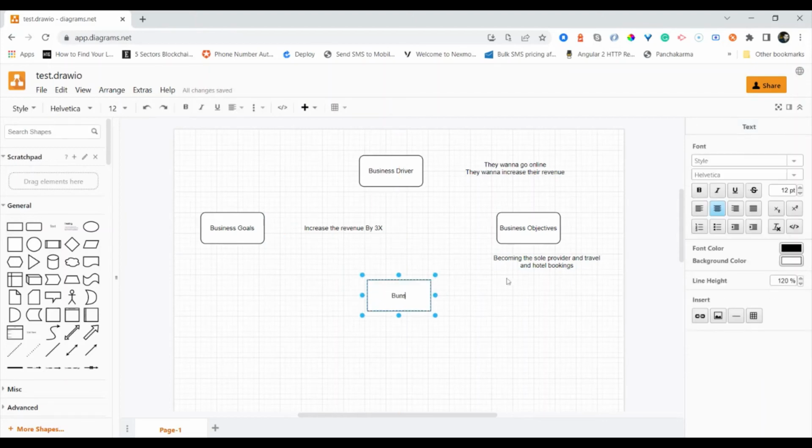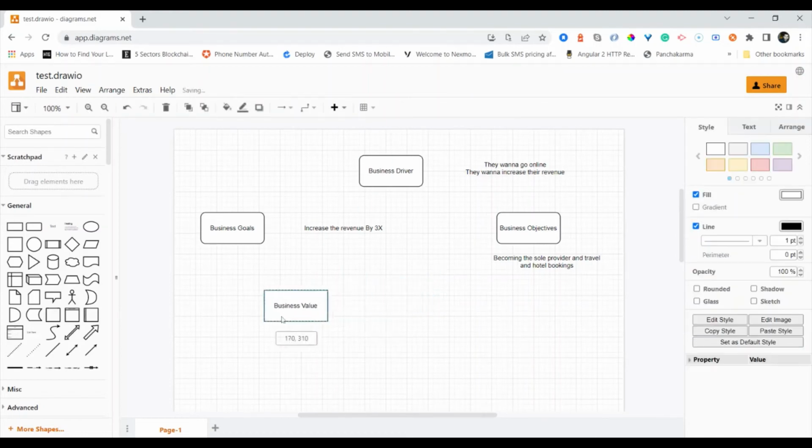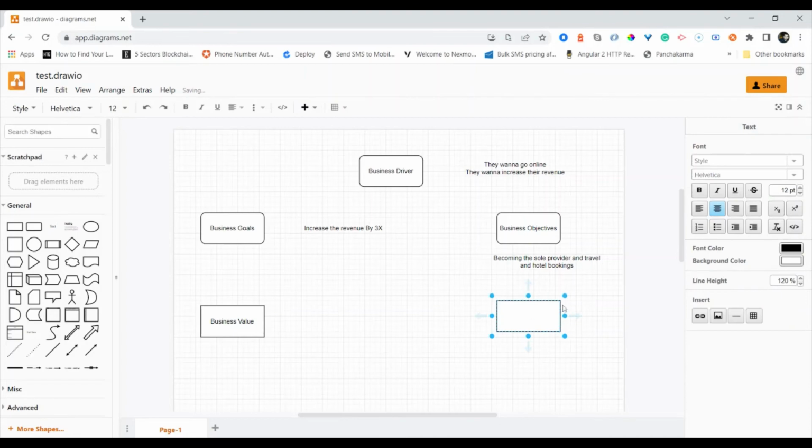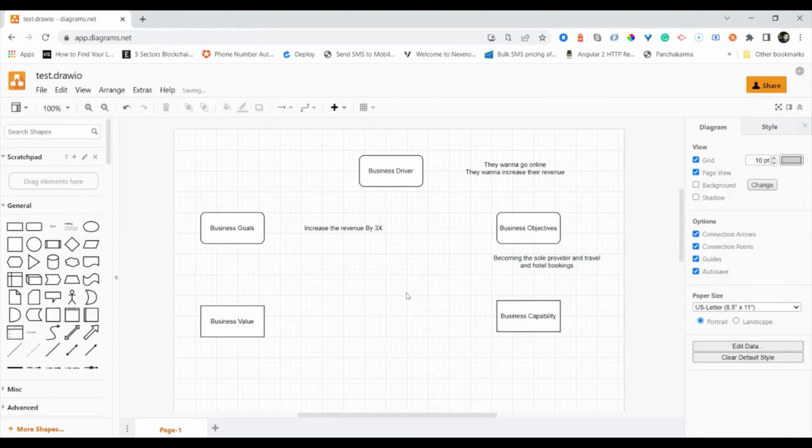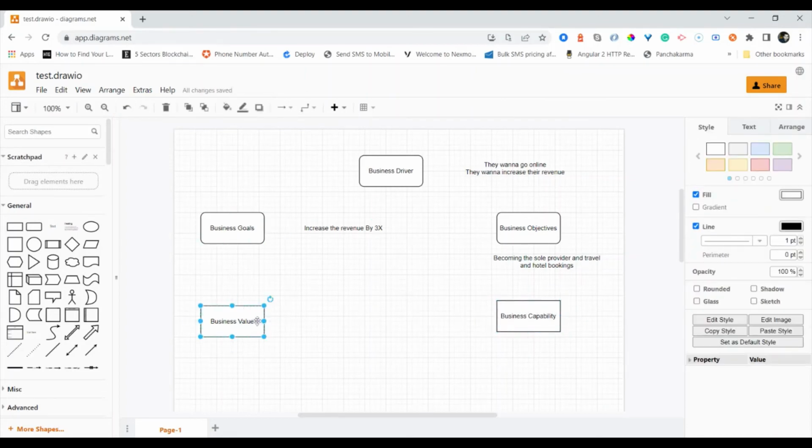Then is business value. This business value, we'll keep it here. And the other one we have is business capability. This can be the other section. Now, business value is what? Business value is, I would say, the value that end users actually see in your product.